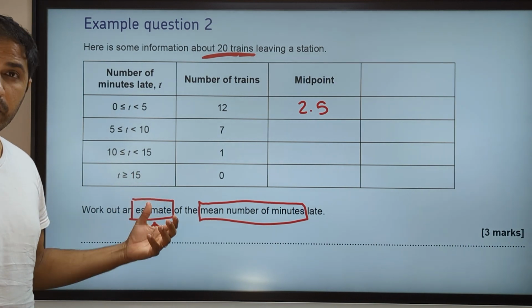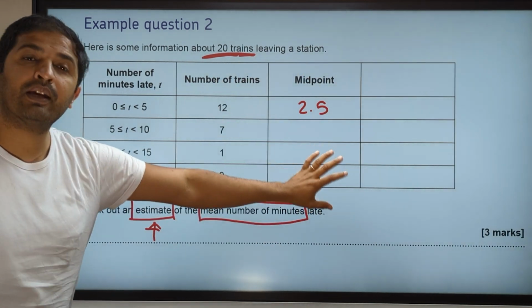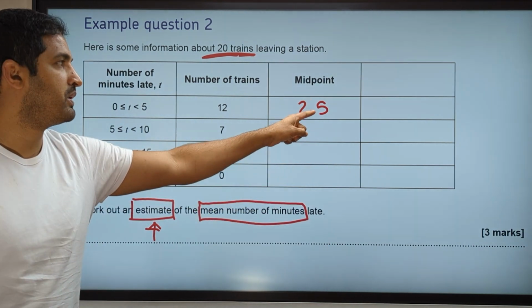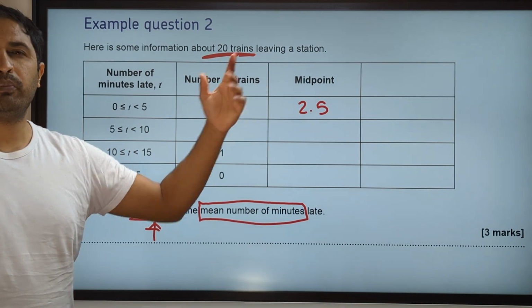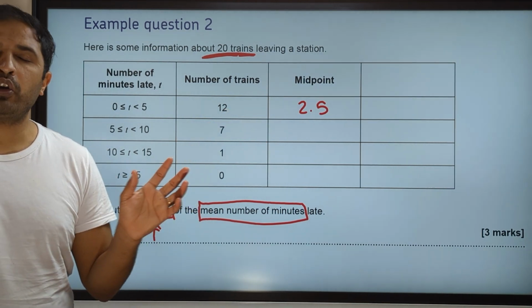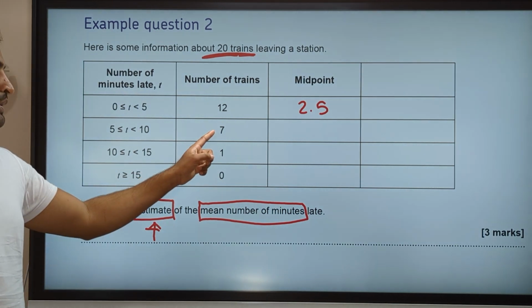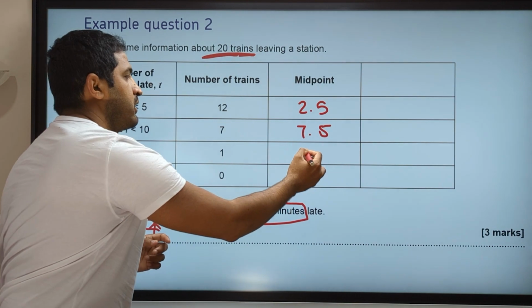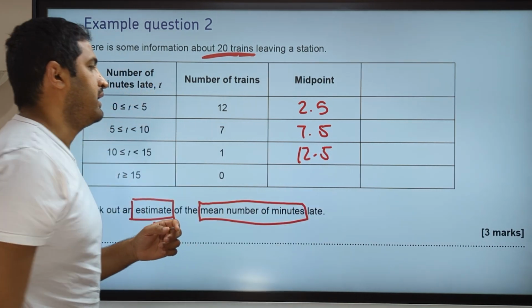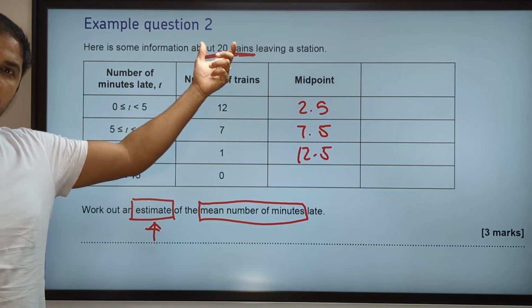Estimated mean is another way they can put it, and because of that, anything you get now would be estimated. Why? Because we're assuming all of those 12 trains are 2.5 minutes late, or it automatically evens out to 2.5. Then this one, same thing, 7 trains would be 7.5 minutes late, and this one train would be 12.5 minutes late. So now you can work out the total time these 20 trains were late.